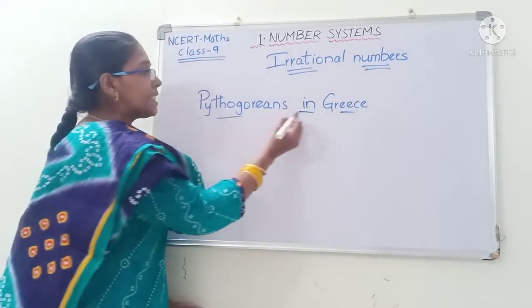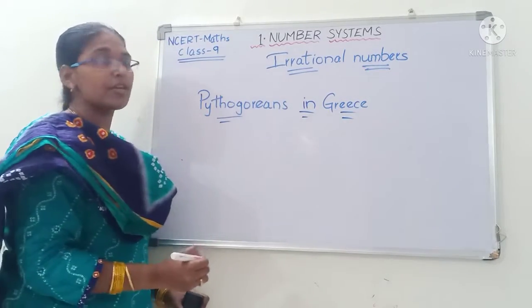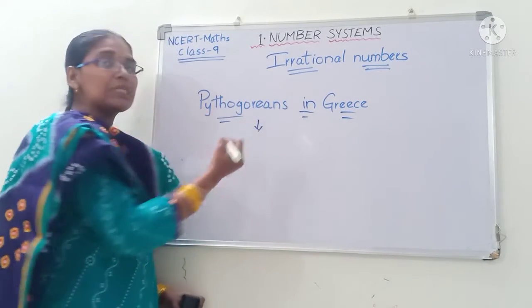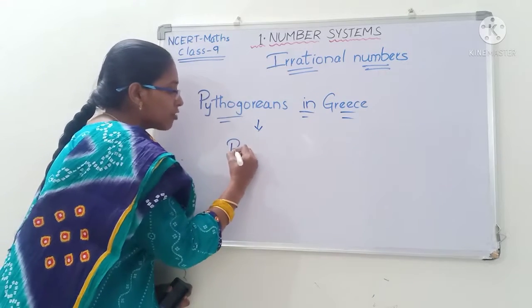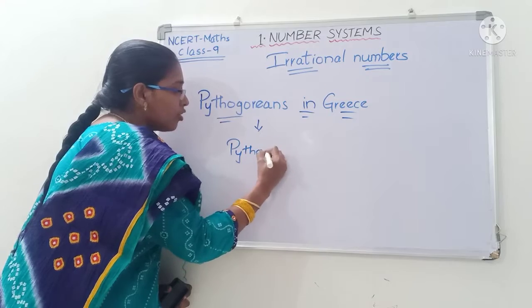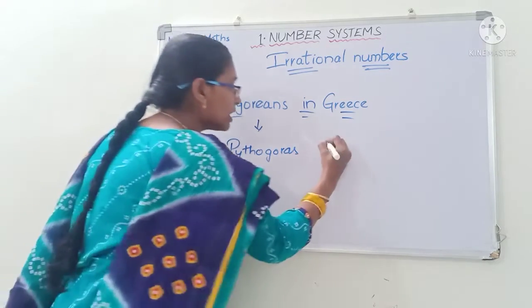Children, Pythagoreans in Greece are the people who discovered irrational numbers. Who are Pythagoreans, children? These people are the followers of the great mathematician and philosopher Pythagoras, children. You all know about Pythagoras, right? He gave us the Pythagoras theorem. What is the Pythagoras theorem, children?